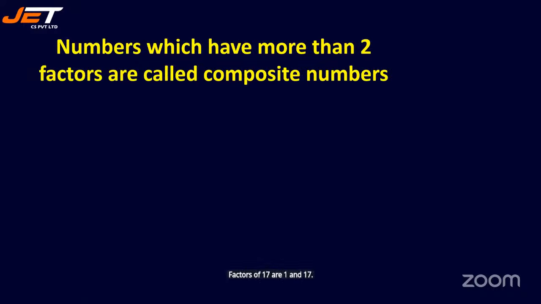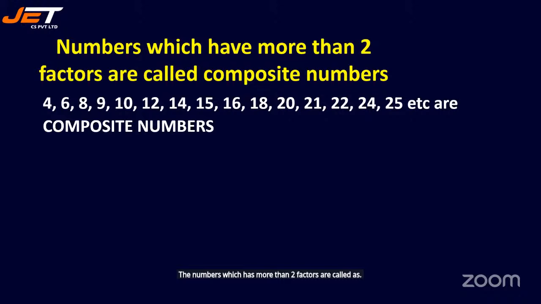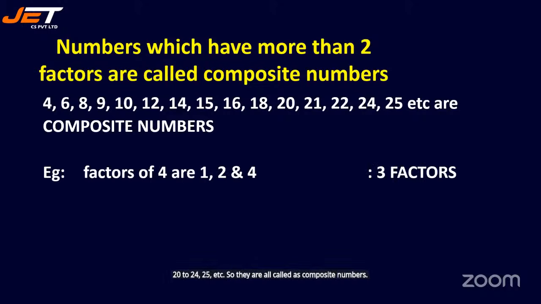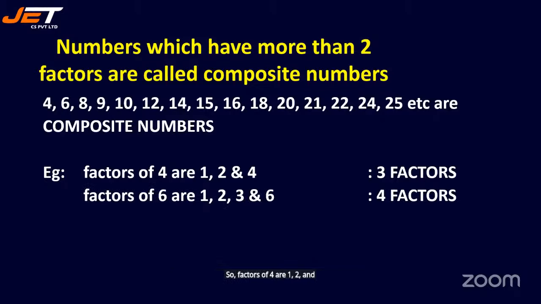Numbers which have more than 2 factors are called composite numbers. So we have 4, 6, 8, 9, 10, 12, 14, 15, 16, 18, 20, 21, 22, 24, 25, etc. They are all called composite numbers. So factors of 4 are 1, 2, and 4. That is 3 factors.